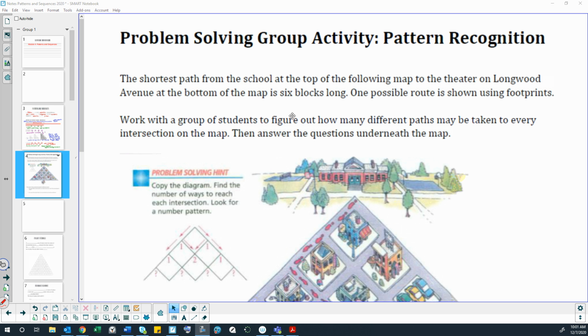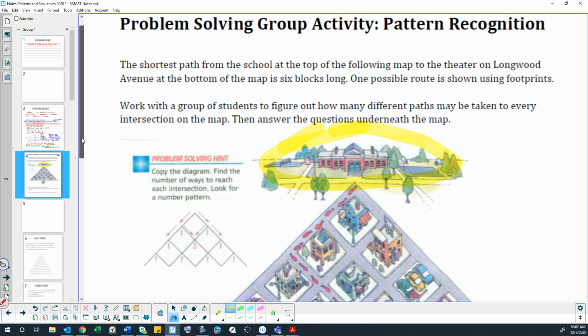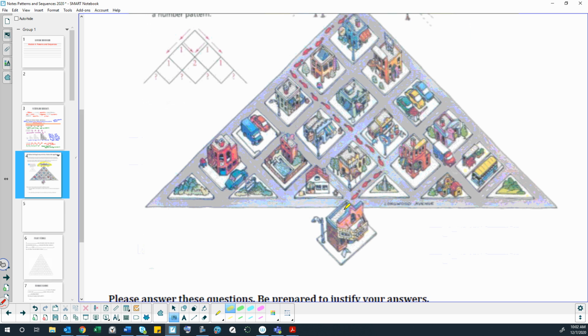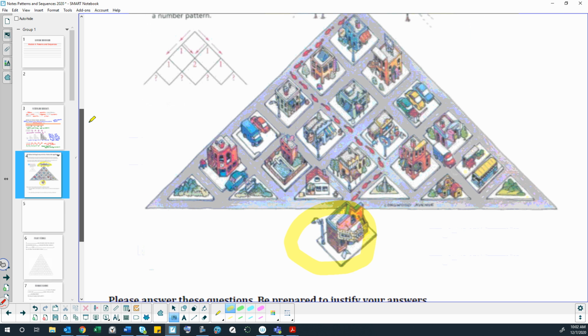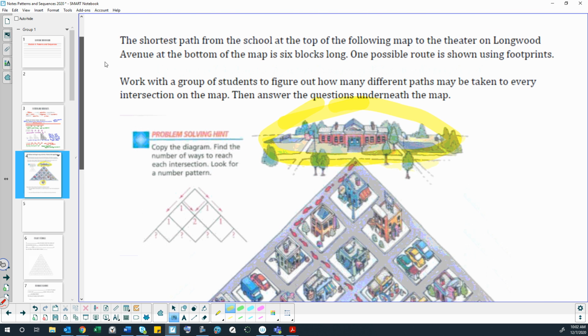Okay, so the shortest path from the school at the top of the following map. So here's the school right here. I'll highlight it. Where's my highlighter? The school at the top. There's the school. To the theater on Longwood Avenue at the bottom of the map. So here's the theater. The distance is 6 blocks. The shortest distance is 6 blocks.